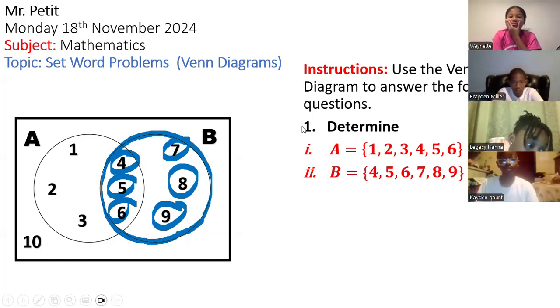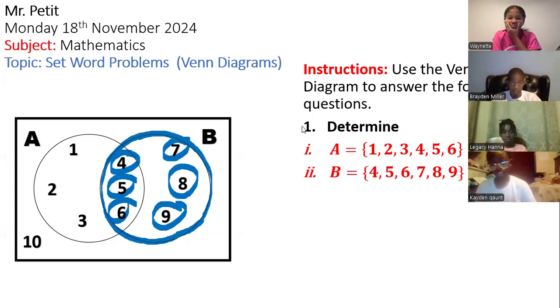Kaden, what are the elements of B? 4, 5, 6, 7, 8, and 9. Yes, very good. You understand this, Kaden? Yes, sir. Okay, good.